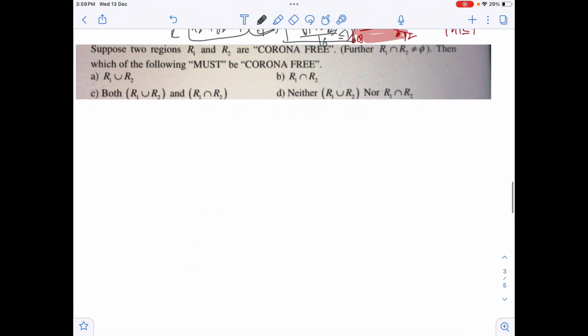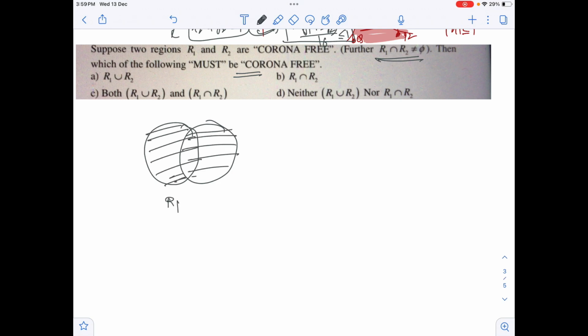Next is, suppose two regions R1 and R2 are corona free and R1 intersection R2 is not phi, meaning there is something common between those two regions. Then which of the following must be corona free? So if there are two regions which are corona free and they have a non-zero intersection. Okay, so let's say this represents R1, we have another region R2, and they have a non-zero intersection.